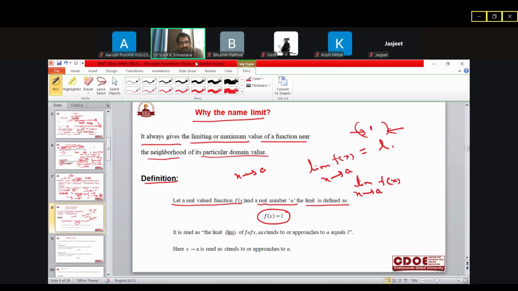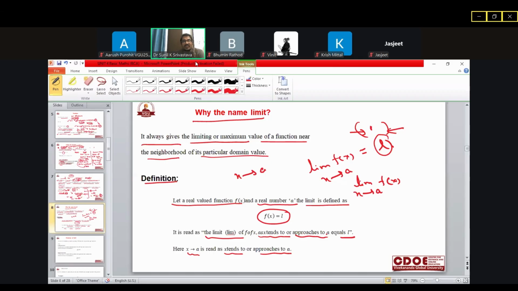Okay, so when x tends to a, the limit of the function is denoted by L here. It is read as the limit of the function as x tends to a, x approaches a, is equal to the limit, and x tends to a is read as x approaches a. So that is the notation of the function. Now we give the definition in mathematical form.